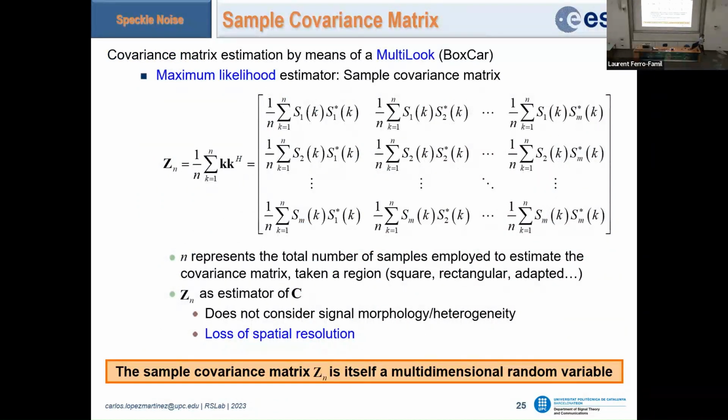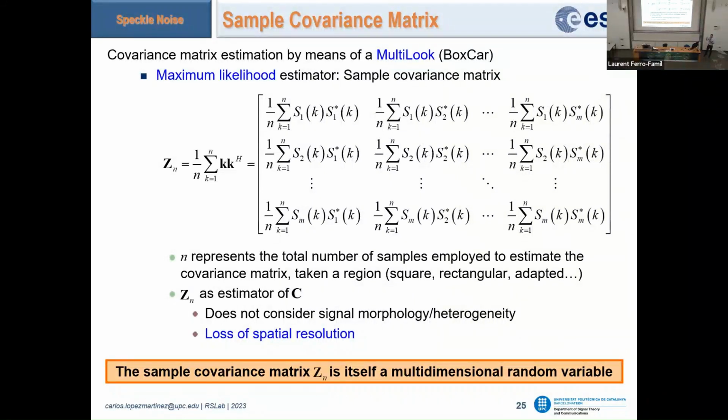Which is the most straightforward operator to estimate the expectation operator? The maximum likelihood estimator of this expectation operator is what we call the sample covariance matrix, which corresponds to the multi-look. So basically, we estimate the expectation as the mean value of a given number of pixels in a region. First of all, if we want to estimate the covariance matrix, all the elements must be estimated in the same way. You cannot apply different filters to each element, because otherwise you will break the polarimetric relations.